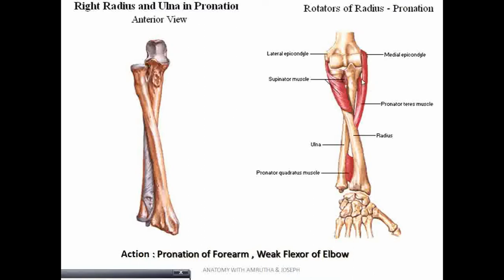Here the pronator teres can be seen, originating from the humerus and the ulna. The action of this muscle is pronation of the forearm. It also flexes the elbow, but it is a weak flexor of the elbow. So this is a pronated hand where the pronator teres is acting, causing pronation.